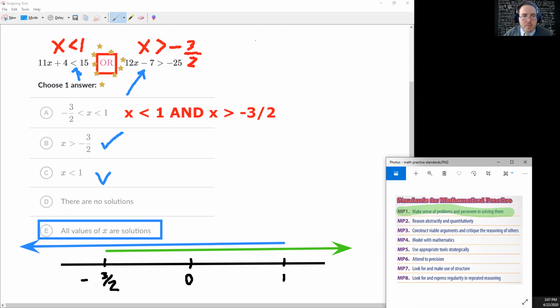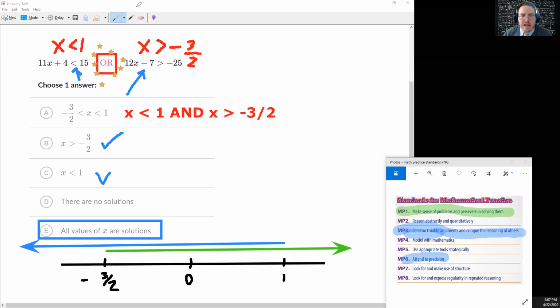So what did we do in that problem? We had to construct a viable argument. We had to prove our own reasoning, basically, and that's what we just did: going back and saying, hey, wait a minute, I'm not really sure about that answer. Let me construct an argument that proves I know what's what. We had to attend to precision, obviously. So yeah, a really close call there.